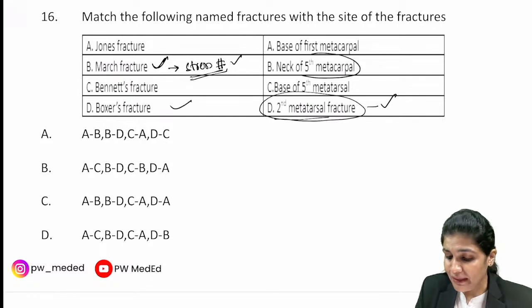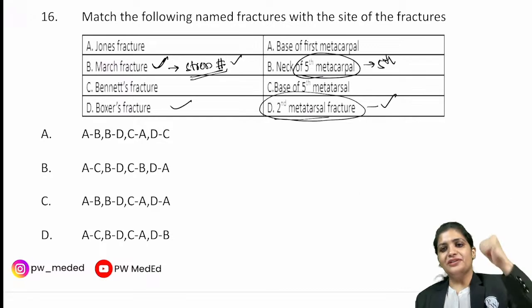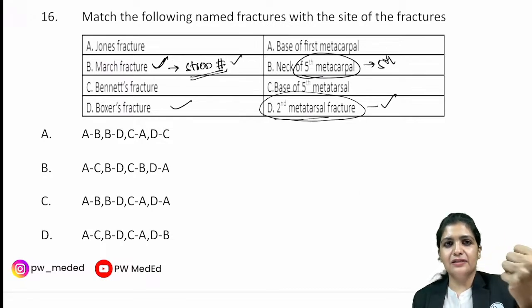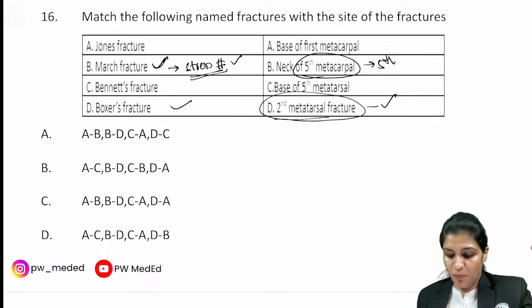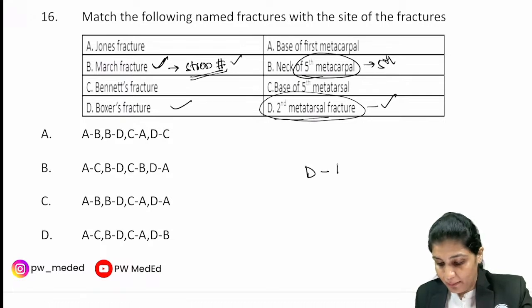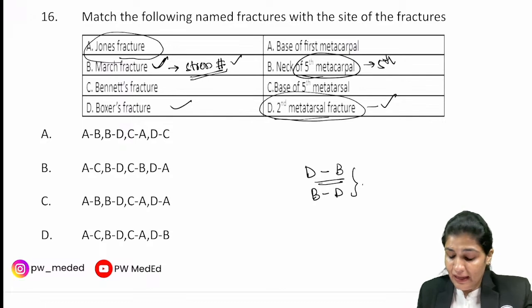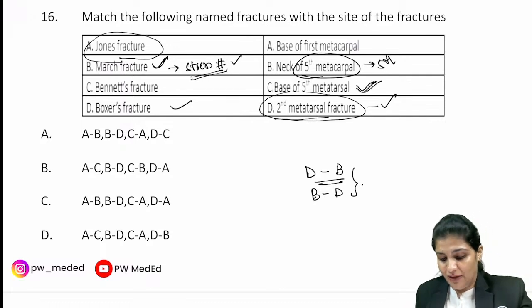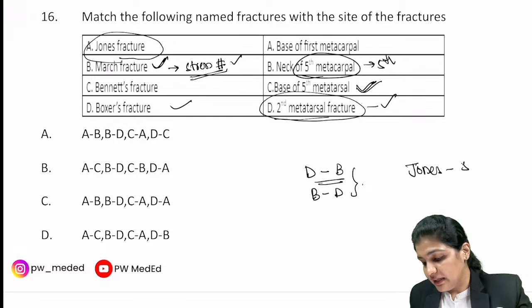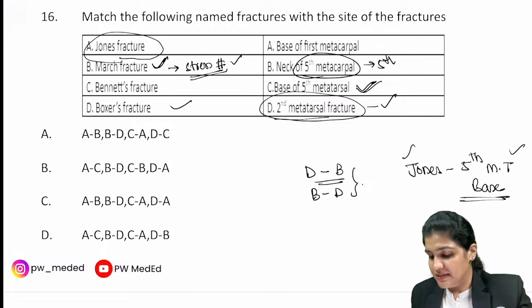Boxer's is your 5th metacarpal. When a clenched fist is used and you hit it over the wall or hit it during boxing, that is the boxer's fracture. So the 5th metacarpal is the boxer's fracture. Then you have your Jones fracture. This is again a fracture of the 5th metatarsal. You have to remember the Jones fracture is the 5th metatarsal base. Boxer's fracture is metacarpal.